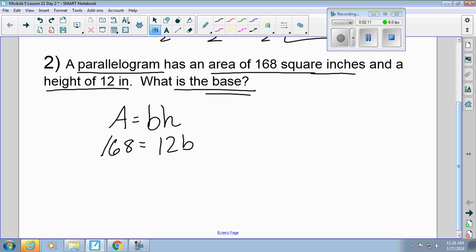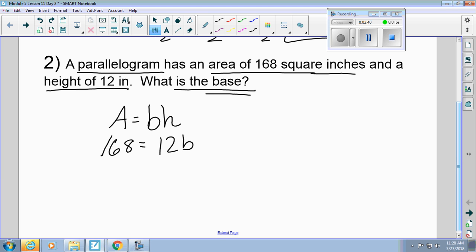And what do we call that 12 when we have that in front of a variable? Aiden. Coefficient. Very good. And what property tells us that I can switch it from b times 12 to 12 times b? What property of multiplication tells me that? Caleb. The commutative. Very good. The commutative property. Nice job.